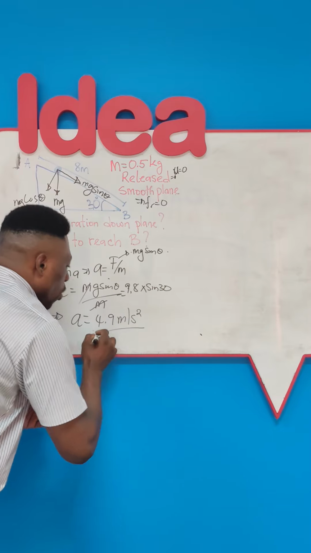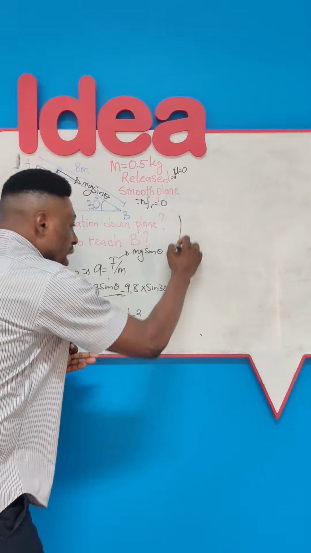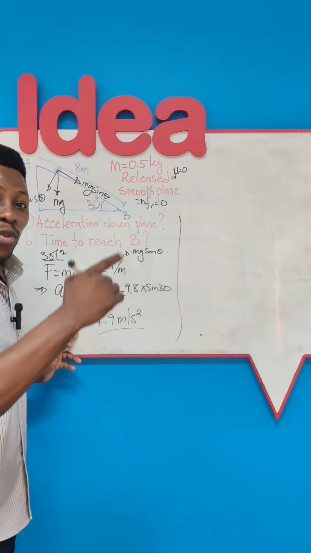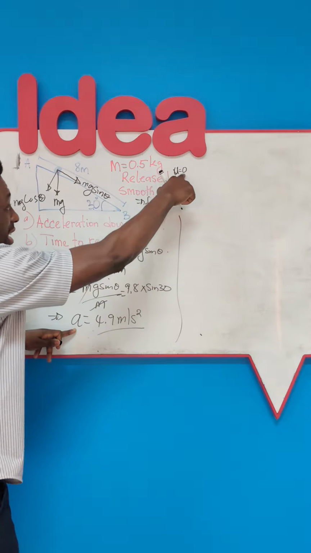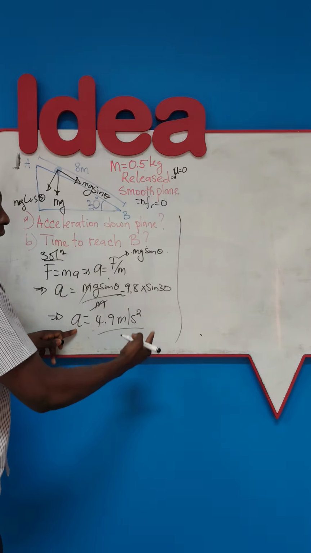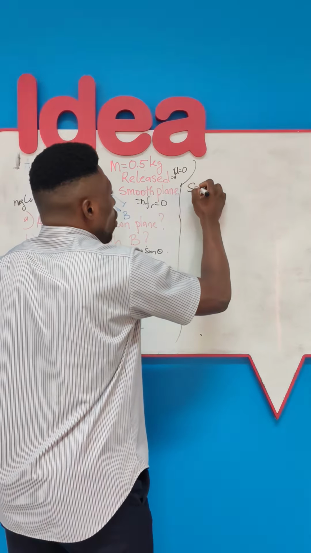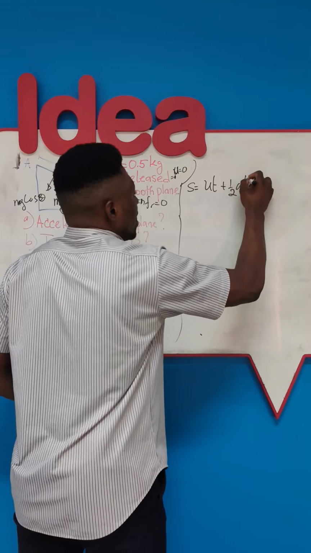Now, how to find the time it takes to reach B? Now that we have this important component, we will use one of the equations of uniformly accelerated motion, which combines the initial velocity and the time which we are looking for. And it's none other than S equals ut plus half of at squared.